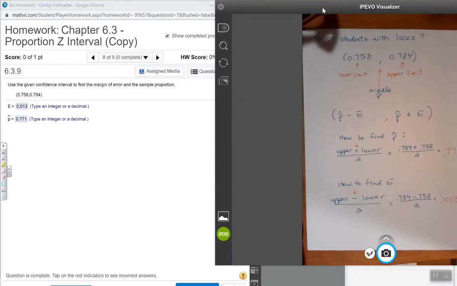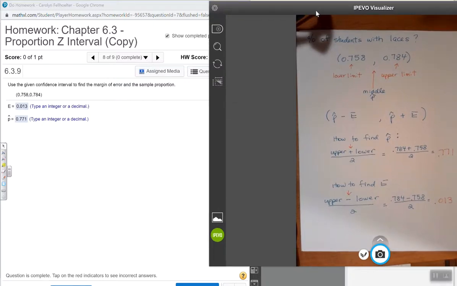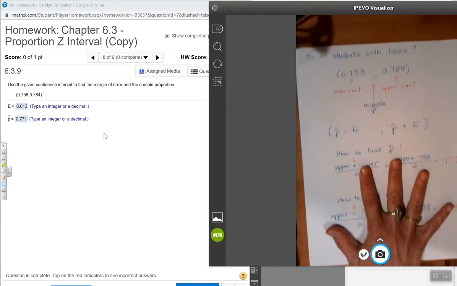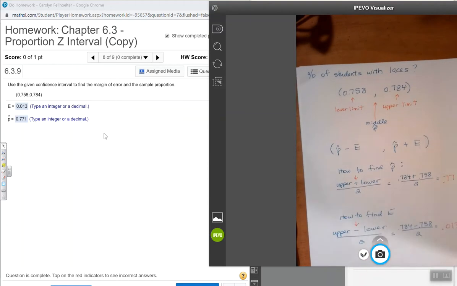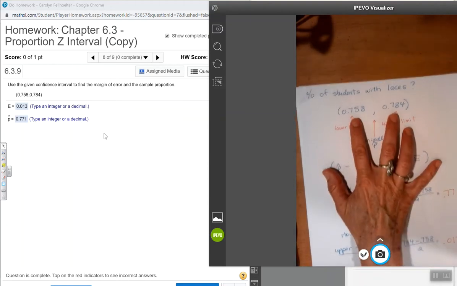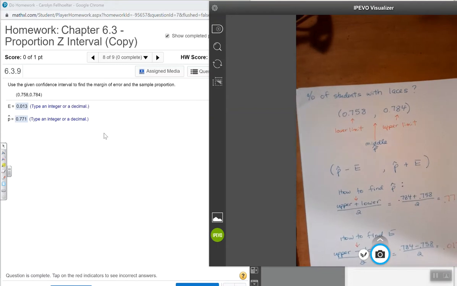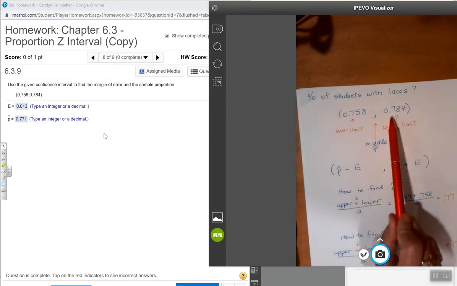This is a problem out of Chapter 6, Section 3, and this is a problem that has given us a confidence interval. And we are asked to work backwards from the interval to find what is the margin of error and what is p hat. So I made a sample problem here based on what we were given. So this is what we were given. This is the confidence interval, and this would be our lower limit and the upper limit.